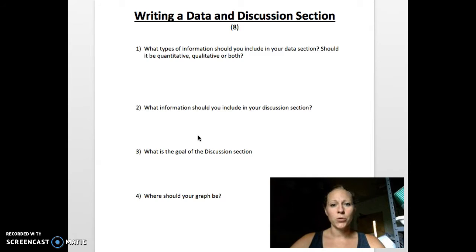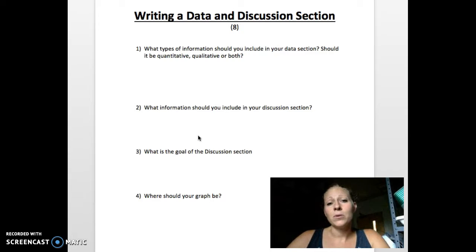Here, you're going to put your graph. Then you're going to discuss your graph. You're going to say, this is what happened. This graph clearly shows that this is what happened. And then you're going to tell me why you think that happened. You're also going to tell me whether or not this supported or refuted your hypothesis. And then finally, you're going to talk about any possible sources of error.